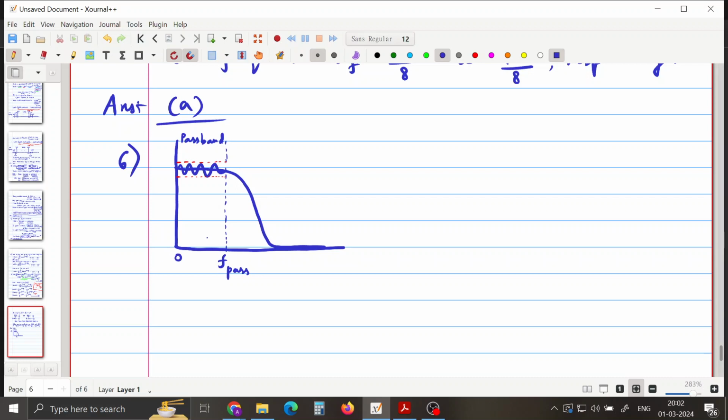And similarly the point at which it almost goes to 0, this point is your stop band frequency. I'll call it f stop. Okay, and of course for practical purposes you can again allow for some ripple like this, so that in the stop band we will have some deviation like this. Maybe I should draw it properly.